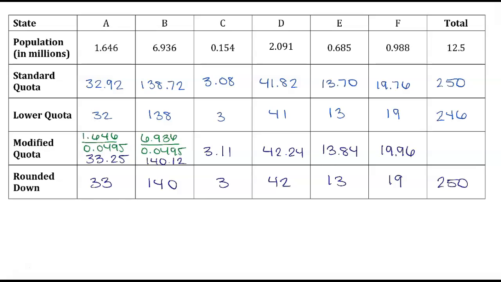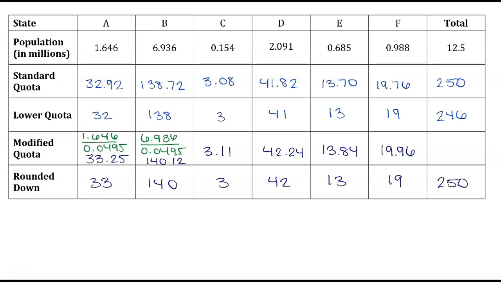So here's the basics of Jefferson's method. He wants to be able to use the lower quotas. That is, he wants to be able to round everyone's quota down. But if the standard divisor does not work and the lower quotas don't work, we need to use a modified divisor that will create modified quotas that will work when we round down.